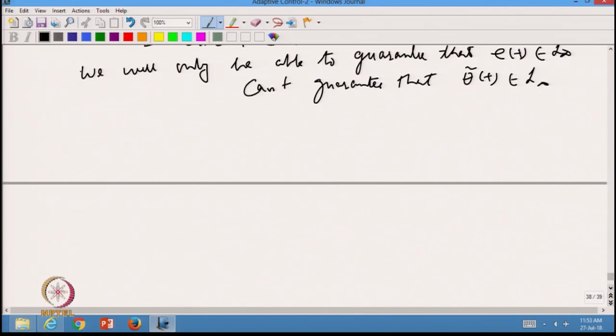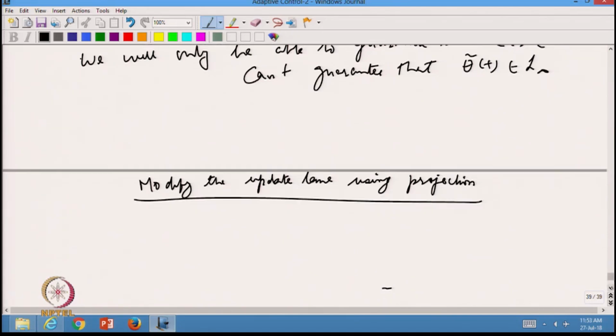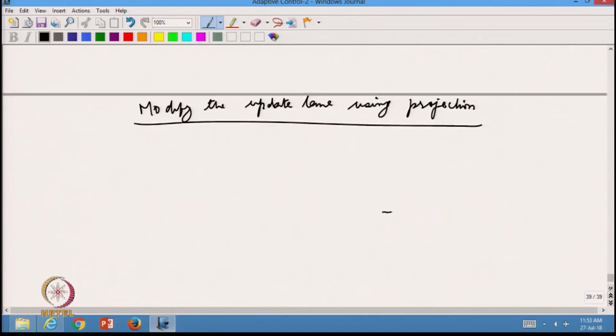We've already done the basics required to construct a projection based law. So let's modify the update law using projection. So first, of course, we construct a convex set.